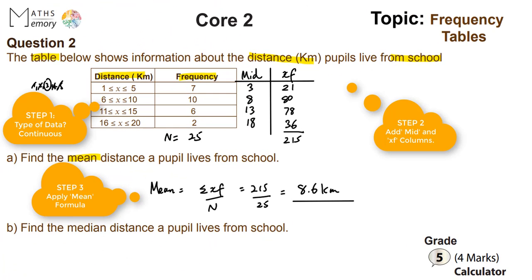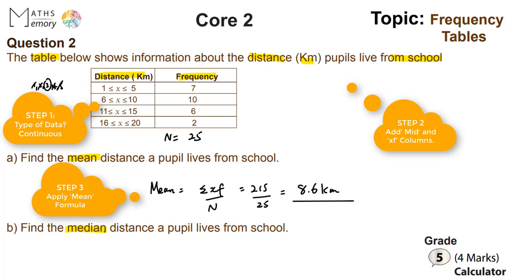Part B of this question: find the median distance a pupil lives from school. This is a bit different from the question before. It's about adding just one column now. So what we're going to do is rub off all of this. These two columns are just for the mean only. We'll leave that there. The median. Now let's explain what the median is. This is for a frequency table, obviously.